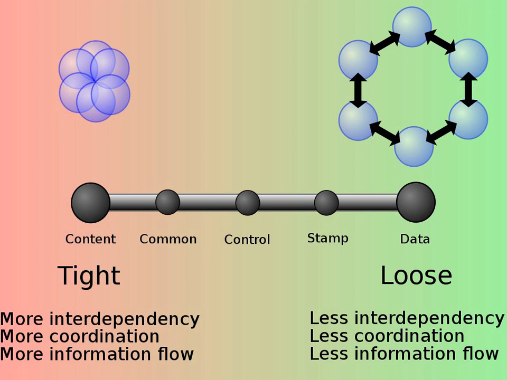Data coupling. Data coupling occurs when modules share data through, for example, parameters. Each datum is an elementary piece, and these are the only data shared, e.g., passing an integer to a function that computes a square root.